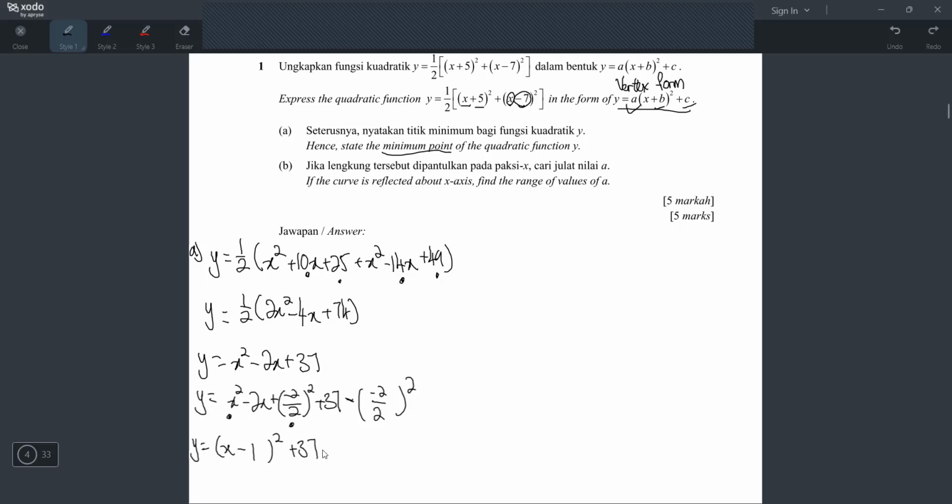And then this one is minus, so my one is also minus. Just follow, right? Okay, and then -2 divided by 2 is -1. But this time you have to square it. So -1 squared is +1. So you write +1, right?